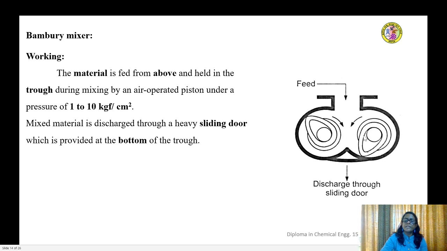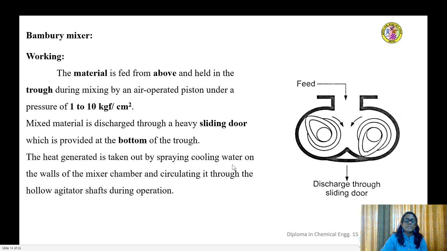Then the two blades are rotated in a countercurrent direction so that the material is thoroughly mixed, and once the mixing is completed, the motor is stopped and we can open the heavy sliding door at the bottom to take out the mixed material from the mixer.